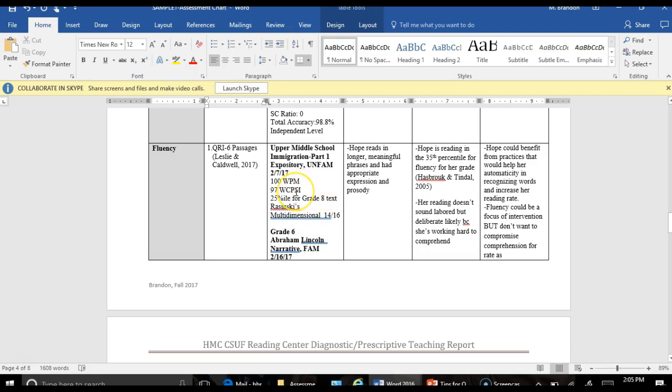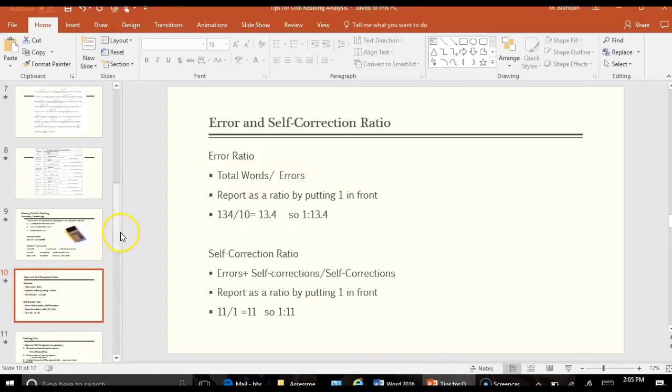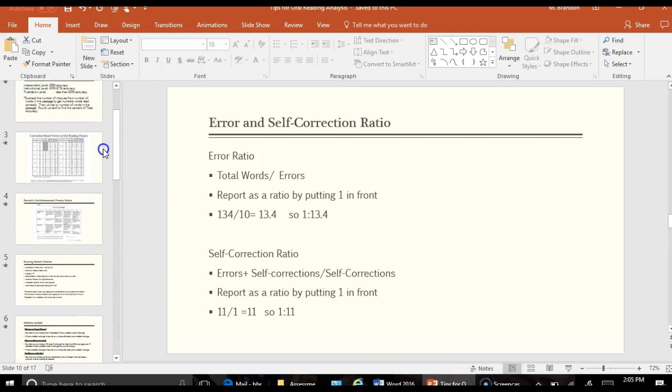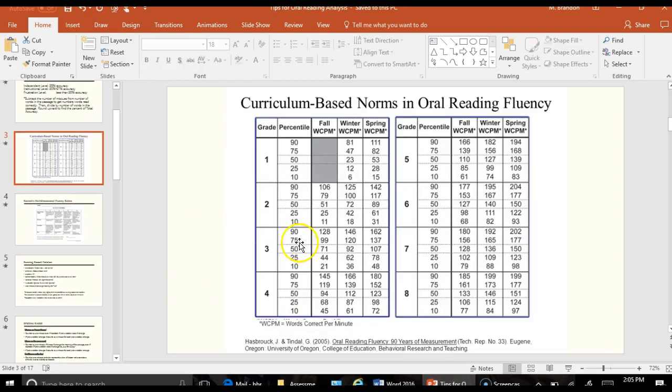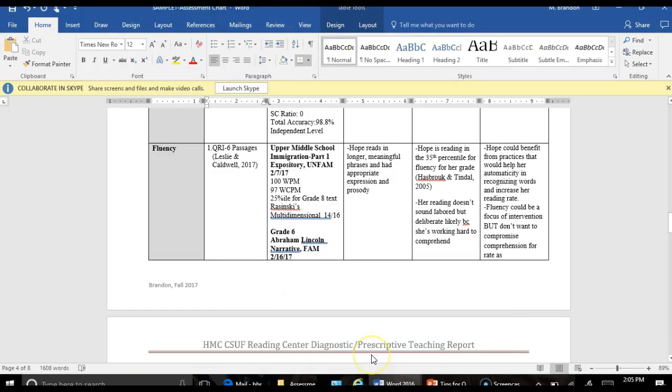Words per minute, words correct per minute, you can pull from the QRI, and that's going to be your measure of fluency. You can then compare it to Hasbrook and Tyndall's rubric, which gives you norms for oral reading fluency, but it only goes up to grade 8, unfortunately. So what you want to do is look at the level of the text. First I gave her a grade 8 text, so I'm looking here to see how her words per minute compares to these percentiles. And then I gave her a grade 6, so I was looking here. So use the grade of the text and not the student, and then you can get your percentile.